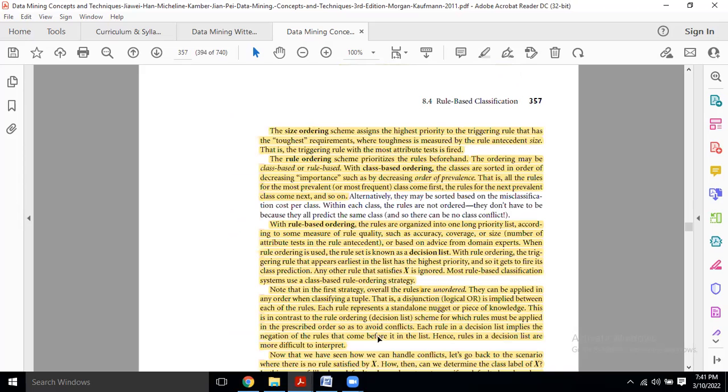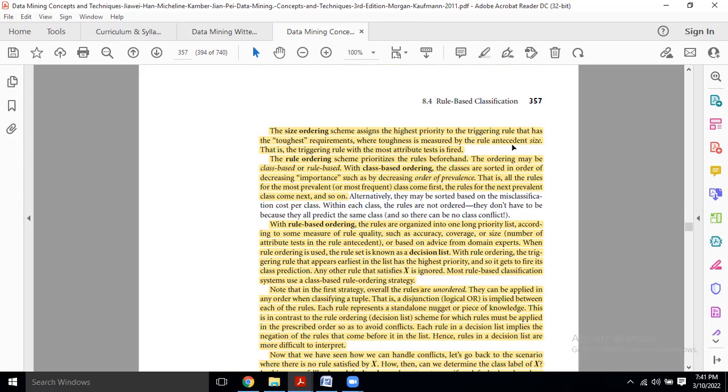The first strategy is the size ordering scheme. This scheme assigns the highest priority to the triggering rule that has the toughest requirement. When I say toughest requirement, that means the rule antecedent size, the number of conditions written on the left of the rule.